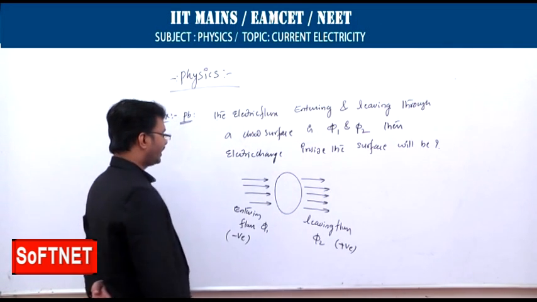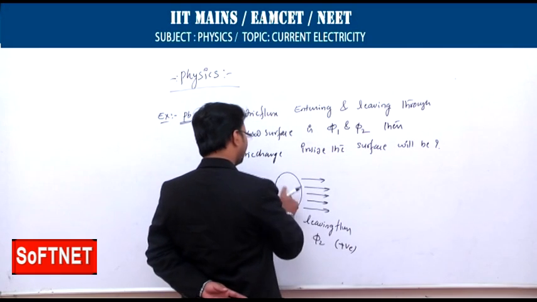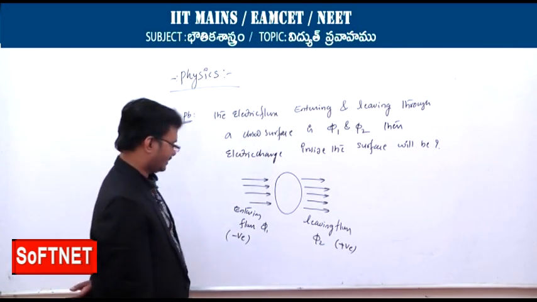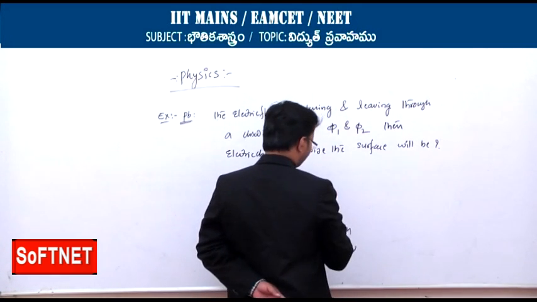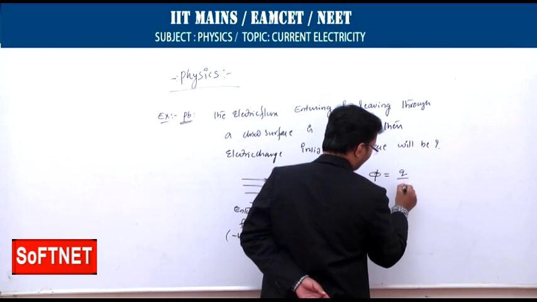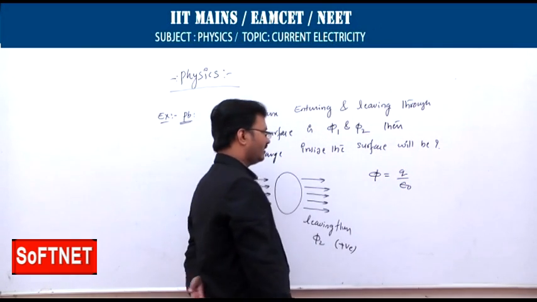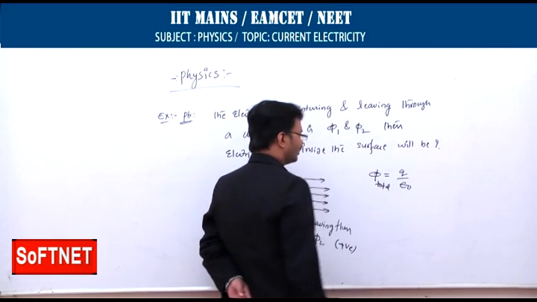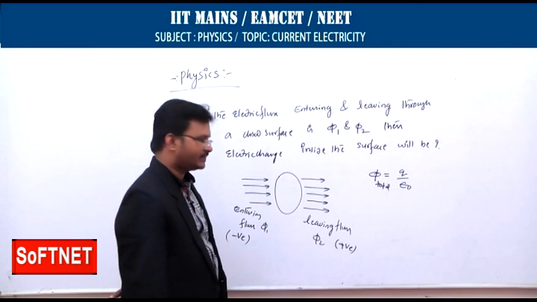Now what we have to find out? The electric charge inside the surface, what is it? We need to find out what the electric charge inside is. Now apply the Gauss law. Total flux phi is equal to Q by epsilon naught, that we already know. According to Gauss law, phi total is equal to Q by epsilon naught.